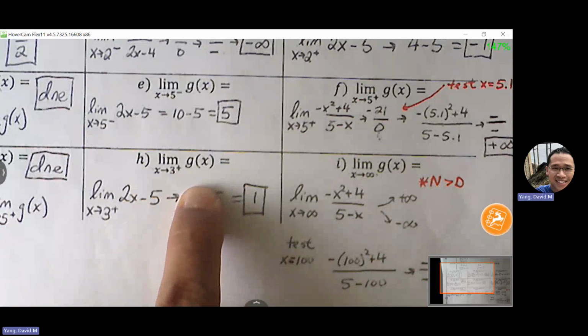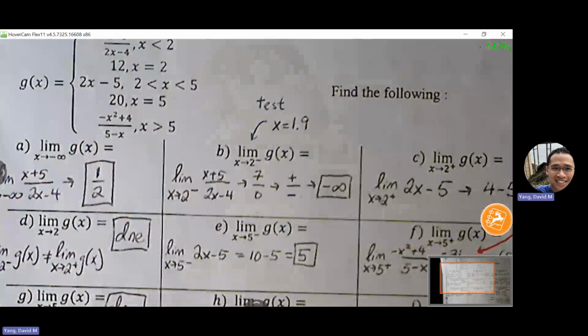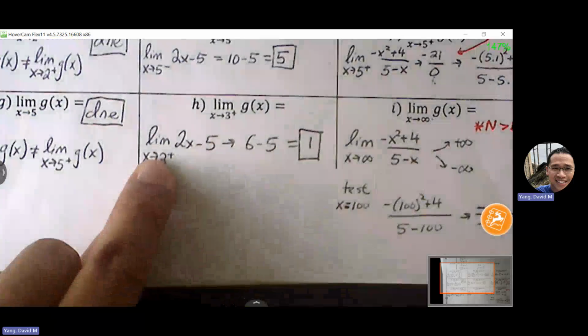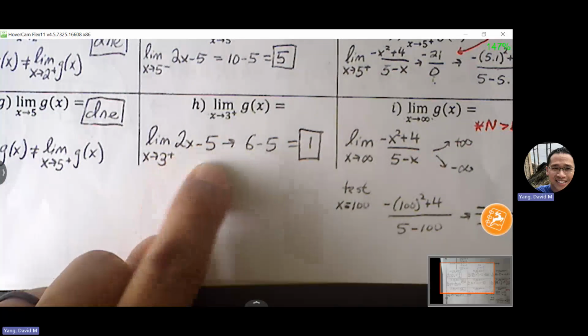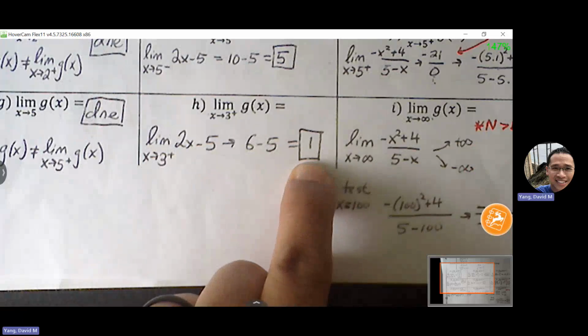Okay, part H, limit as x approaches 3 from the right side of 3. We know 3 is safely between 2 and 5, so I'm just going to use that 2x minus 5. Again, just a clean substitution. That one-sided limit doesn't do anything for us algebraically. We're just going to insert that 3. That 3 gives us that real number, so we stop.